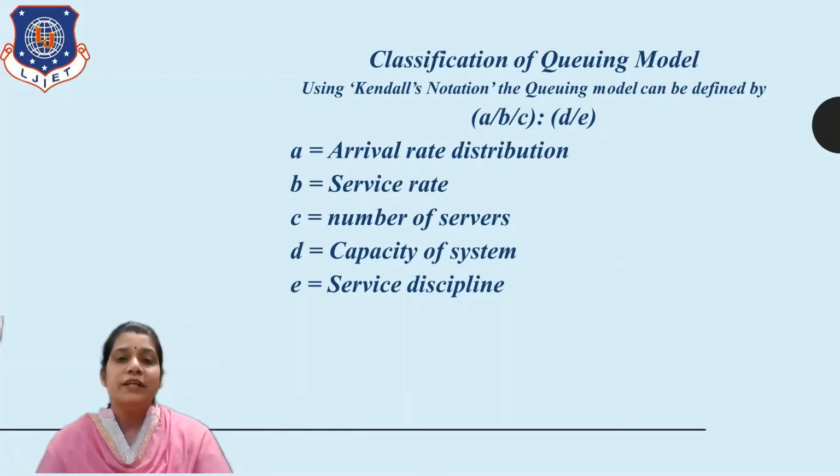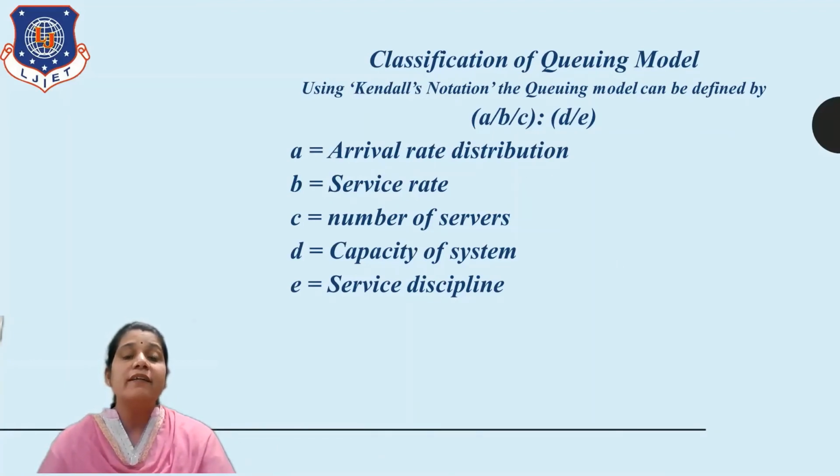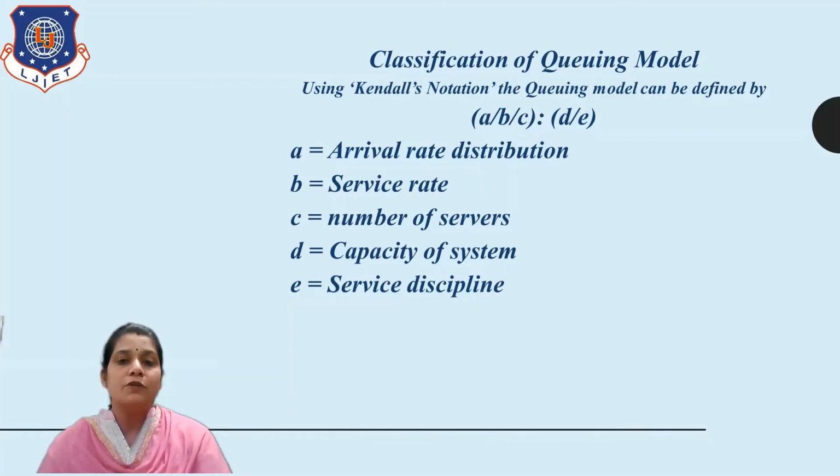So our next very important point is the classification of queuing models. Using Kendall's notation, sometimes a question is given in the form of: write the Kendall's notation. Okay, so using Kendall notation, the queuing model can be defined by, in brackets, A slash B slash C, bracket close, we write here the colon sign, and D slash E. So what do you mean by A, B, C, D, E? This is the Kendall notation. Okay, so A is equal to arrival rate distribution.